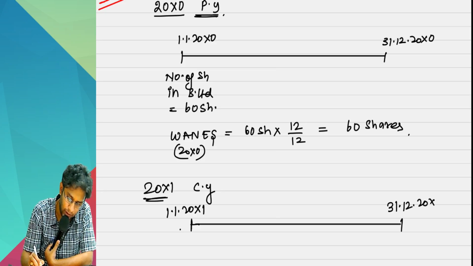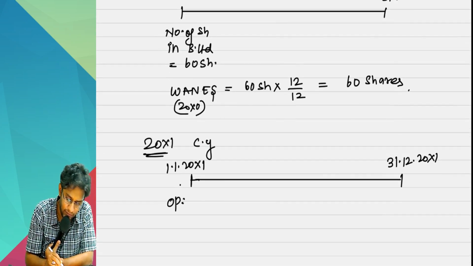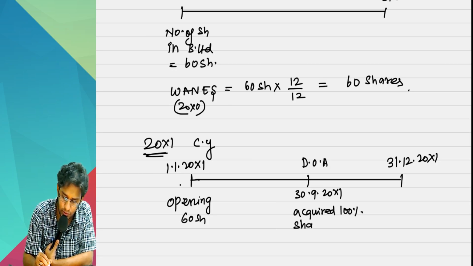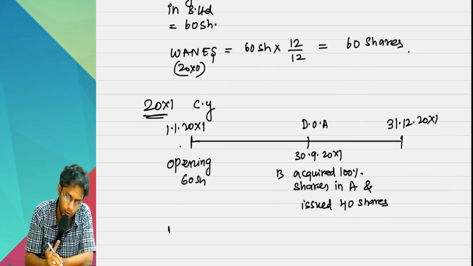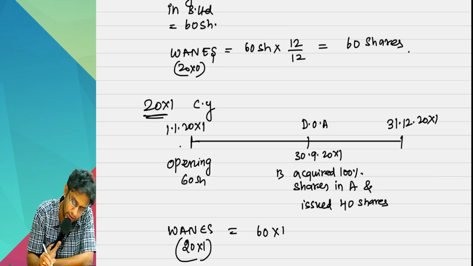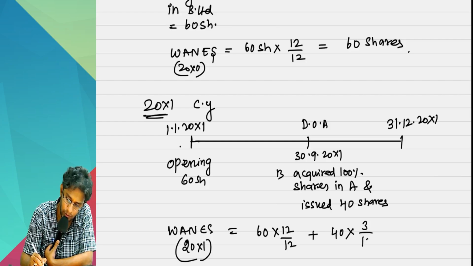Go there. Tell me, opening low, this fellow is anyway having 60 shares. What is the date of acquisition? 3920 X1. On this, you acquired 100% shares in A and issued, how many shares did you issue? You purchased 100 shares, but you issued 40 shares. Work out variance of last year. So it will be 60 into 12 by 12 plus 40 into 3 by 12.